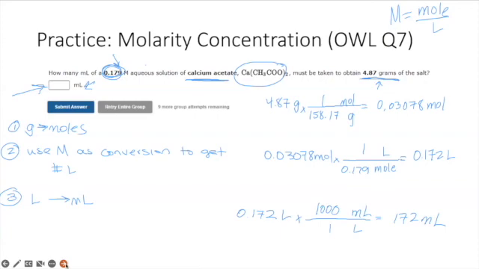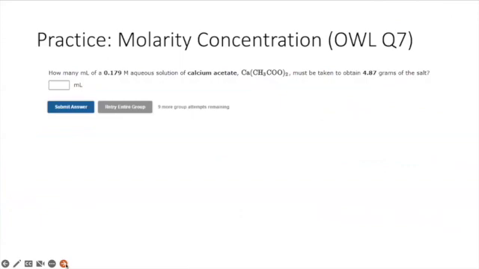So I want to show you an alternative way of doing this as well. So I'm going to clear this and show you a different way of solving this. If you found that difficult, this might be a little bit easier: setting this 0.179 equal to moles over liters. We want to solve for the volume, so I'm going to label that as X.